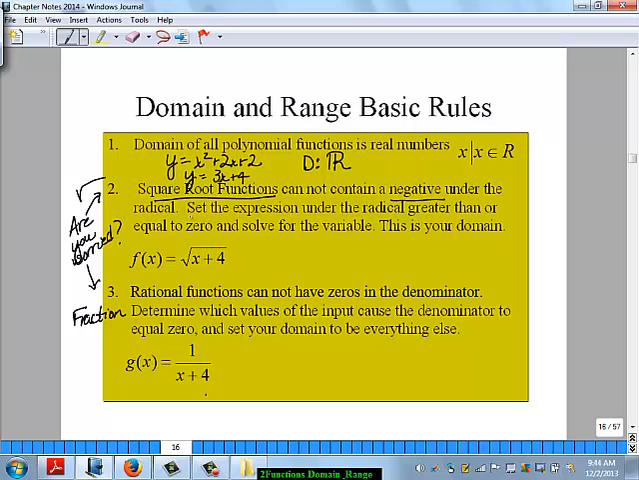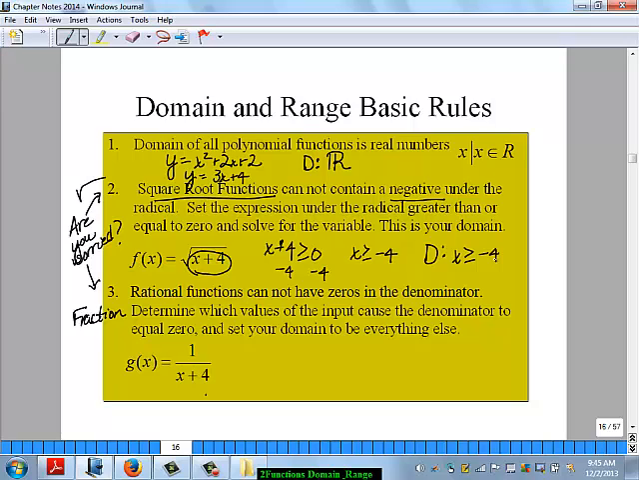So what you do is you set the expression under the radical, or the guts if you will, greater than or equal to 0, and then solve for it. That will be your domain. So we're going to take x plus 4 in this example right here, and you're going to make it greater than or equal to 0, and then you're going to solve for x. So I have x is greater than or equal to negative 4. That is the domain. So that's kind of neat. You can do that algebra and find out what your domain is going to be.